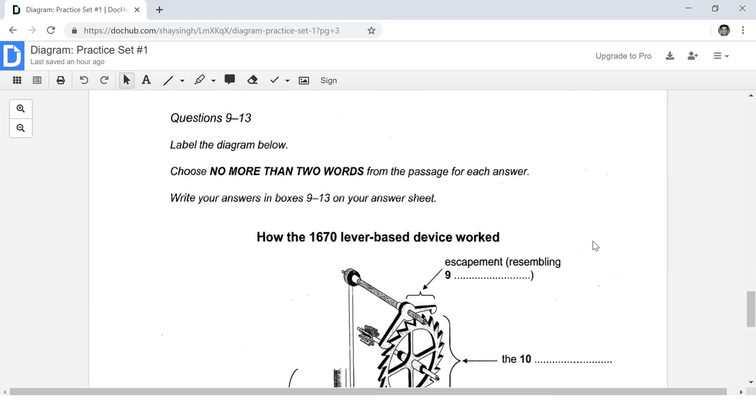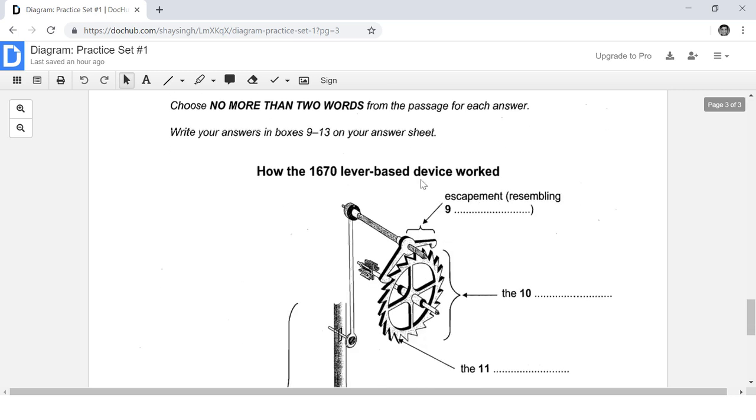And let's start off by reading the directions. It says, choose no more than 2 words. So each one of our answers can only be 2 words or less, but not more. Let us also read this title. The titles of the diagram can be very helpful in helping us to identify the matching paragraph. So the title says, How the 1670 Lever-Based Device Worked.